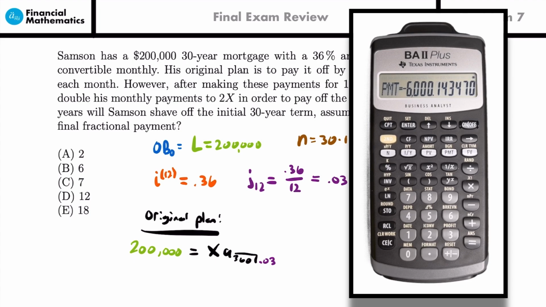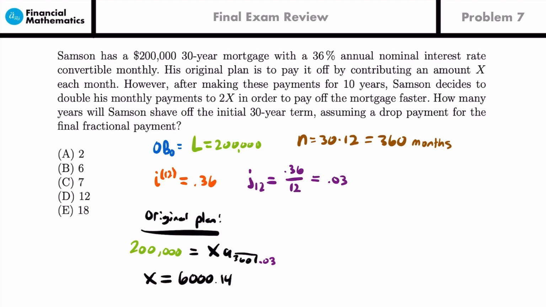All right, so from the original plan, we now know that Samson was planning to make payments of X every month for 30 years, which would come out to be about $6,000.14 every time. However, that's not what he sticks to, right? After making these payments for 10 years, he switches to payments of 2X every month. All right, and then what we want to find here is how many years Samson will shave off the initial 30-year term, assuming a drop payment for the final fractional payment.